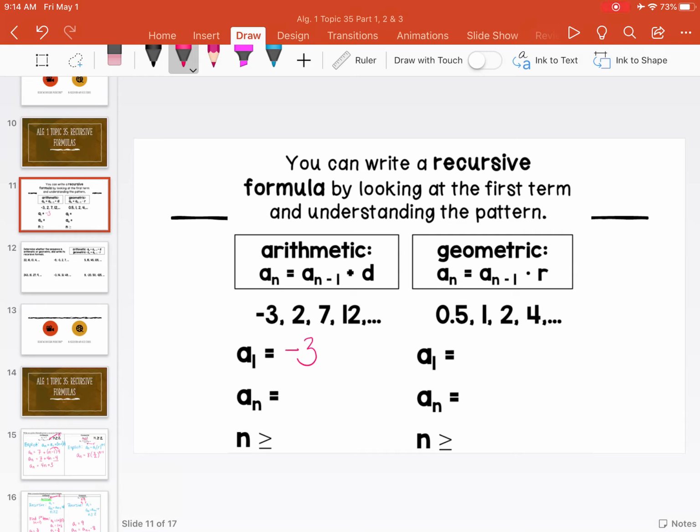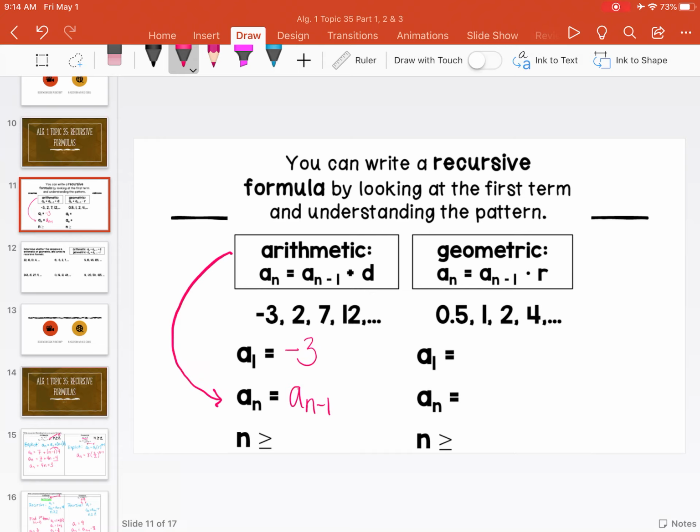The second part, when writing the recursive formula for an arithmetic sequence, is identifying this pattern. So remember, a sub n is the term that you want. We're going to use this outline from above when writing this. So in order to get the term that you want, you need to take the term in front of it, or the previous term. In this case, we write that as a sub n minus 1, and then add our common difference. Remember, arithmetic sequences always deal with addition. We can add positive numbers and we can also add negative numbers.